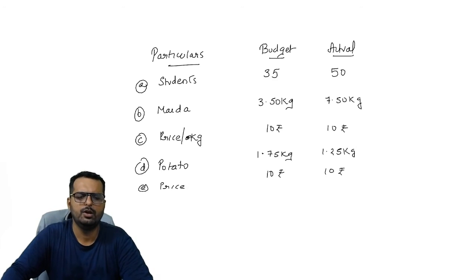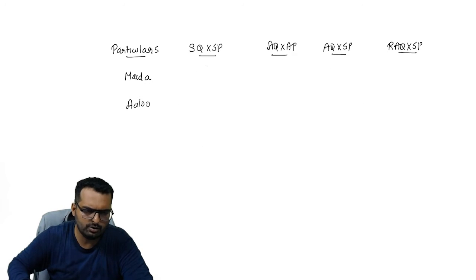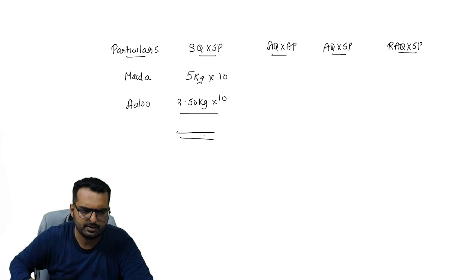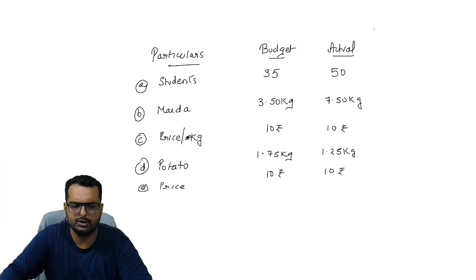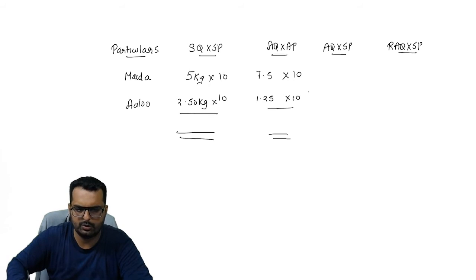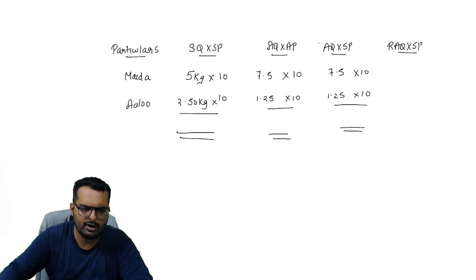So here we will have Maida also, and we will have Aloo also. Okay. So for 50, ideally it should be 100 grams. So that would turn out to be 5 kg over here, correct? And here it should turn out to be 2.5 kg into whatever is the price. That is 10 and 10, correct? AQ would turn out to be how much? Actual quantity is 7.5 and 1.25 into 10 into 10. And the last one is what we have to find out now.